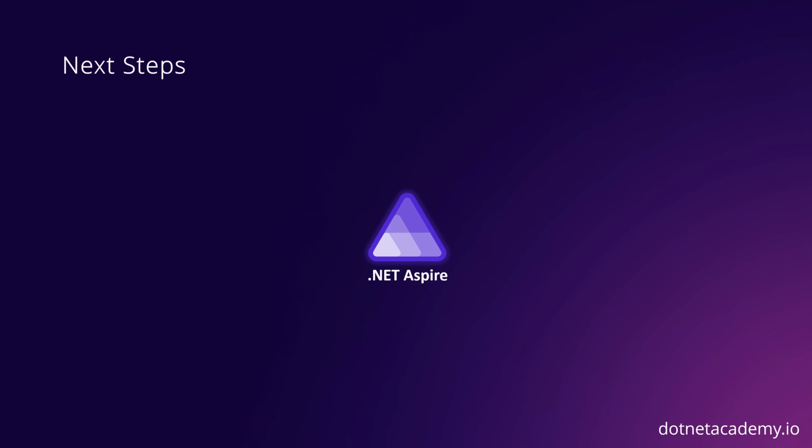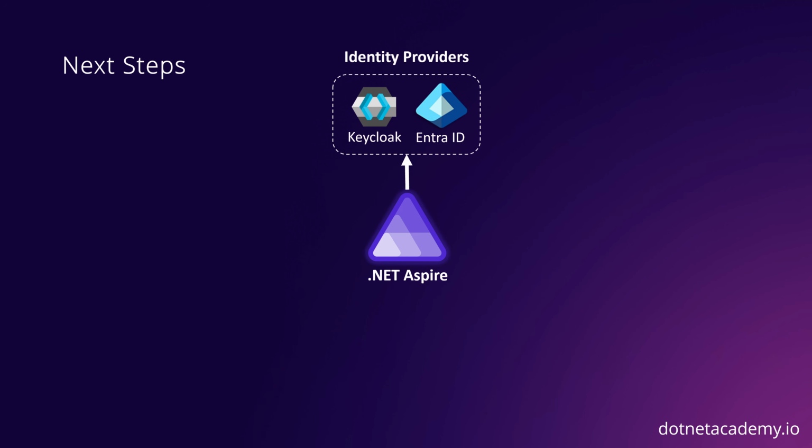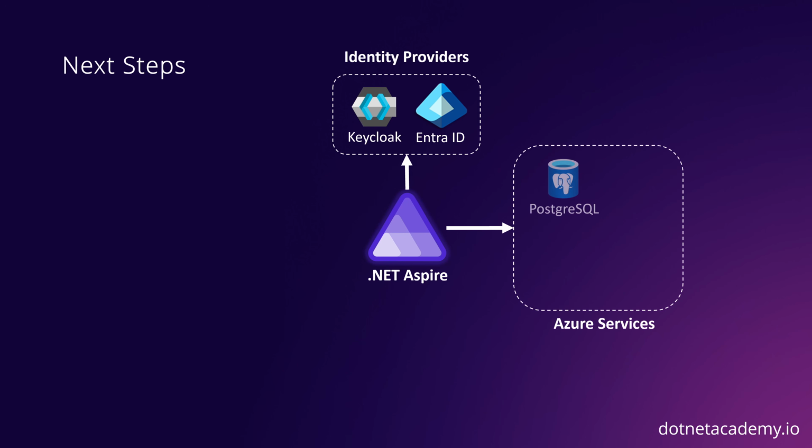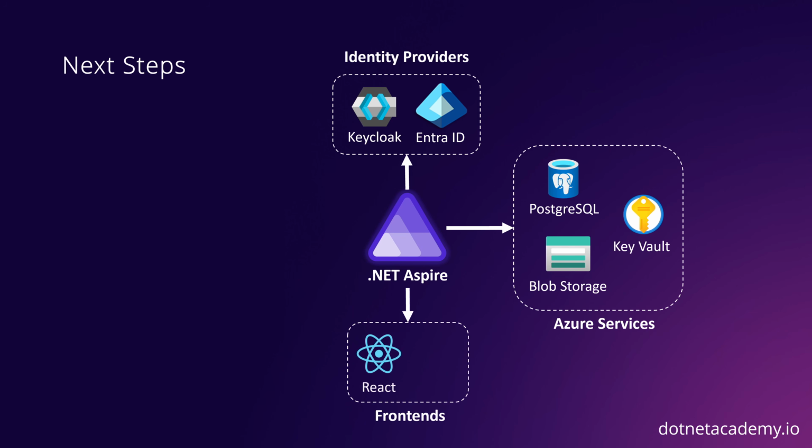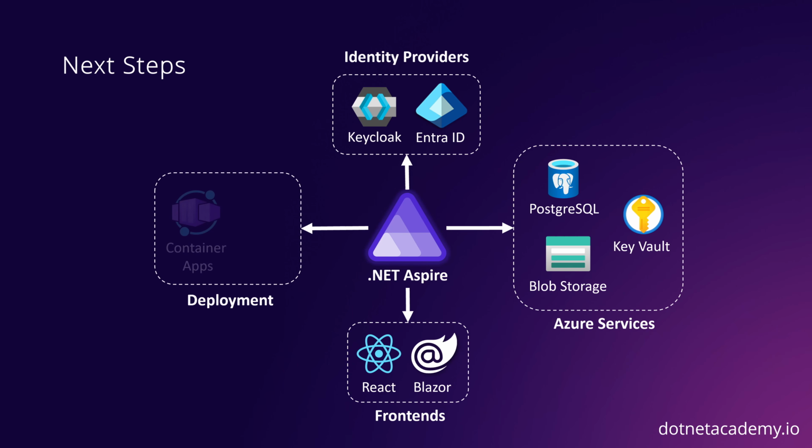There's a lot more that .NET Aspire can do to streamline your development process, including plugging in identity providers like Keycloak and Entra ID, integrating Azure services like Managed PostgreSQL, Blob Storage, and Key Vault, working with multiple front-end stacks like React and Blazor, and deploying everything to the cloud via services like Azure Container Apps with fine-tuned customizations via Bicep.